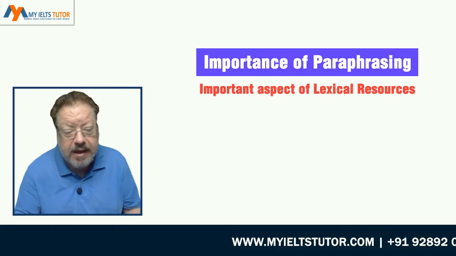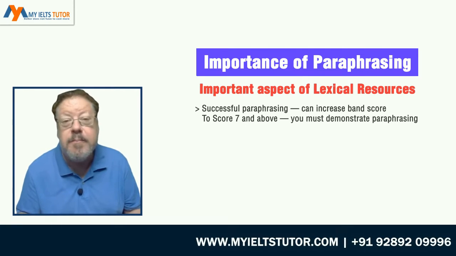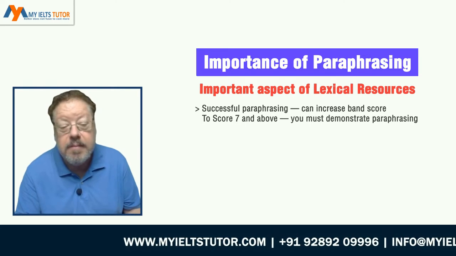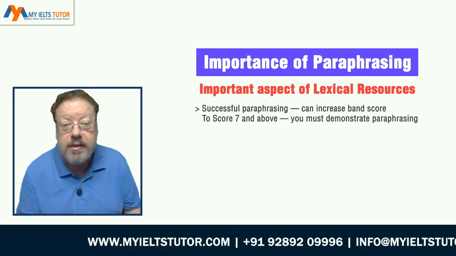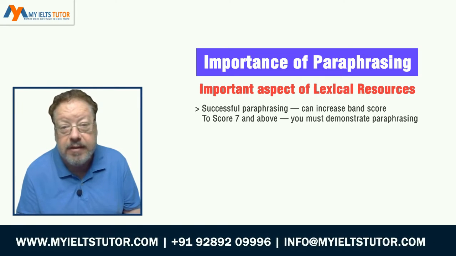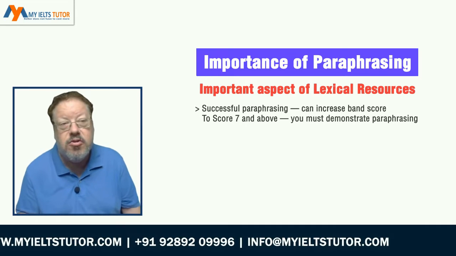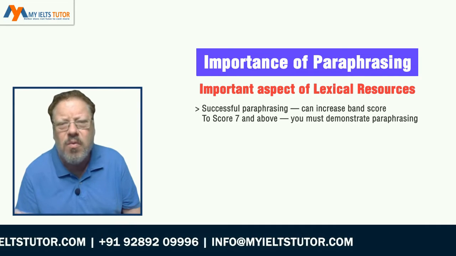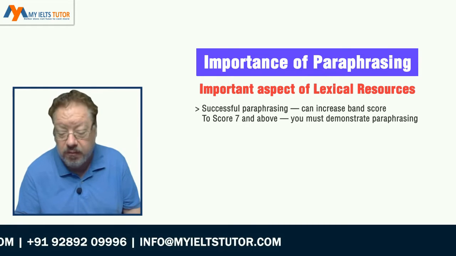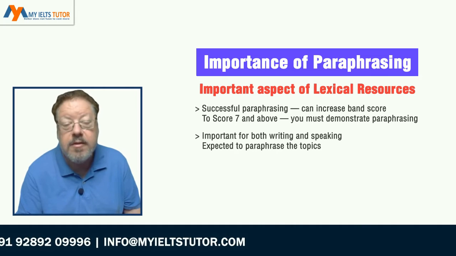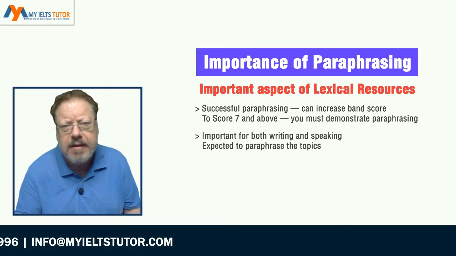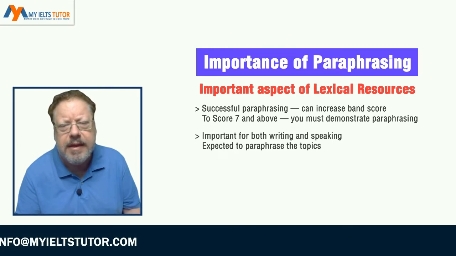Now, the next thing is successful paraphrasing can increase your band score, and this is important. Because to score 7 and above, you must demonstrate the ability to paraphrase, okay? In band 6, you should be able to paraphrase, but you're not quite good. But at 7, your paraphrases should be successful, okay? And remember, lexical resources is one of the criteria that is scored for both speaking and writing.